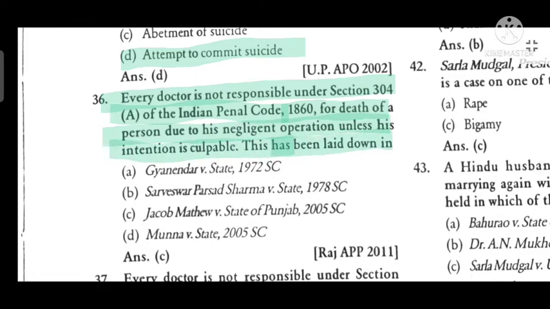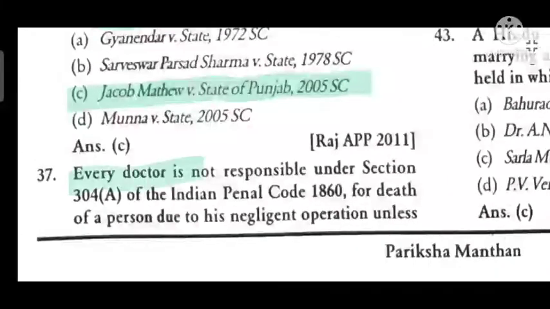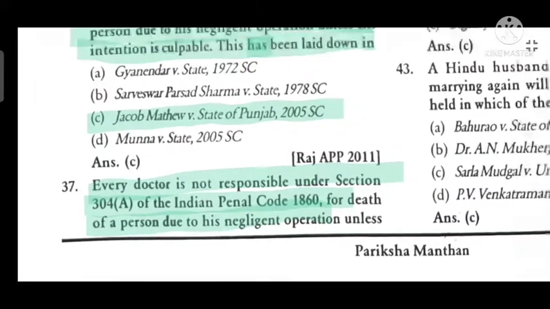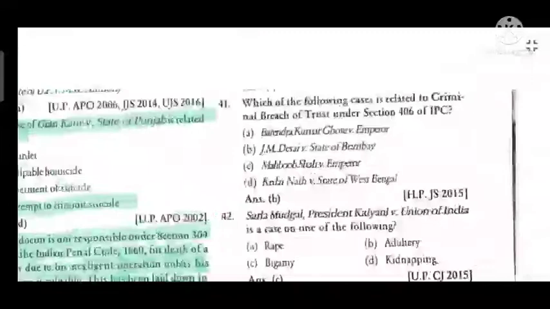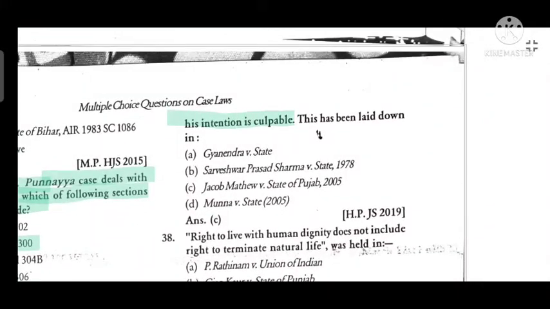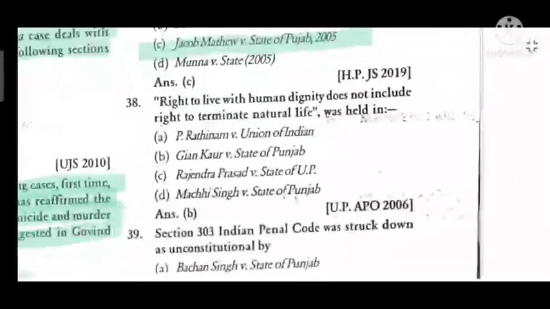This has been laid down in Jacob Matthew versus State of Punjab, 2005. Every doctor is not responsible under Section 304 of IPC for the death of a person due to negligence in operation, unless his intention is culpable. This has been laid down in the case of Jacob Matthew versus State of Punjab.